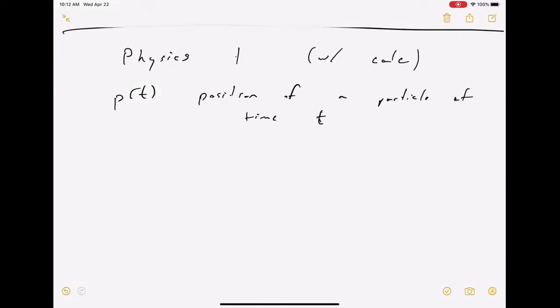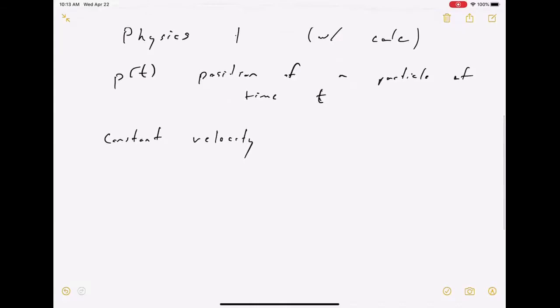Let's assume our particle has constant velocity. What would the equation of position be? We would have a starting position, which we'll call p sub 0, and then constant velocity, where we say v is velocity. So the particle's position at time t would be p sub 0 plus v times t.